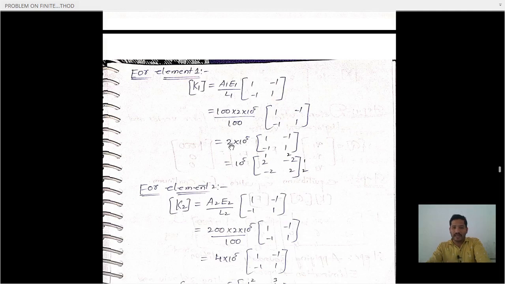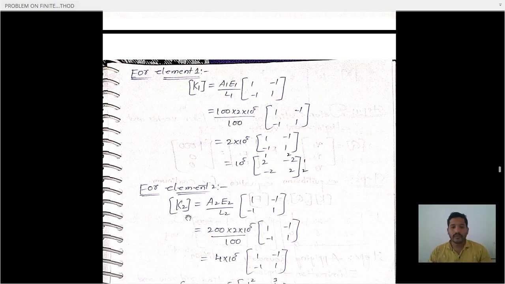1 -1 -1 1. After that, this 2 we need to multiply in the bracket. 2 ones are 2, then minus 2, minus 2 and 2. So this first node and second node, if you join, they form which element here? First element. For that reason, we represent first node, second node, first node, second node.